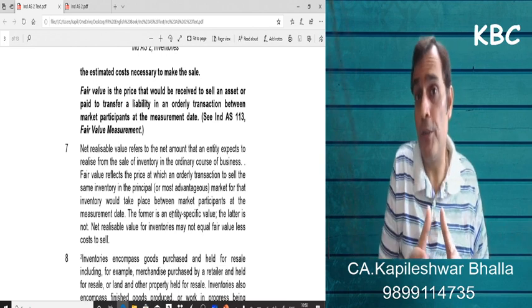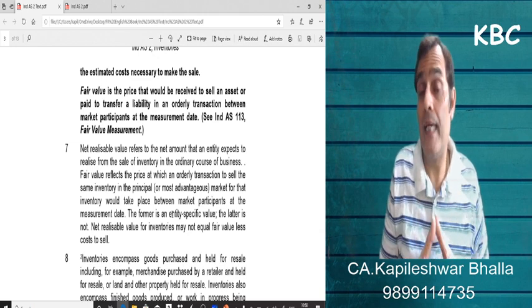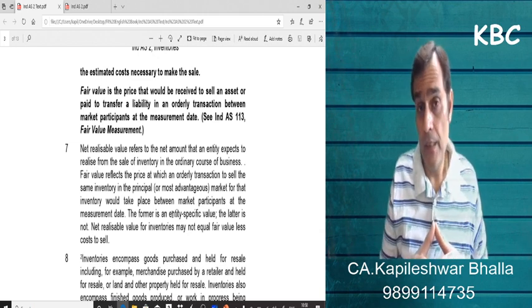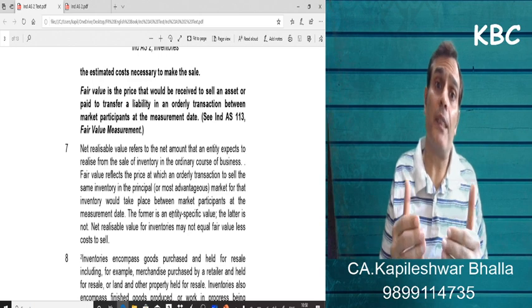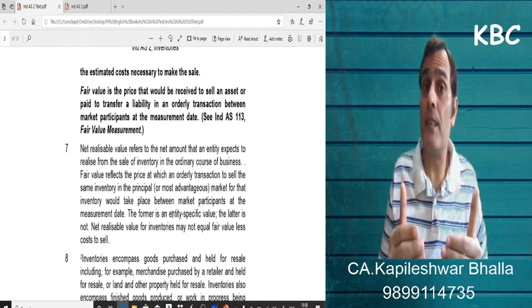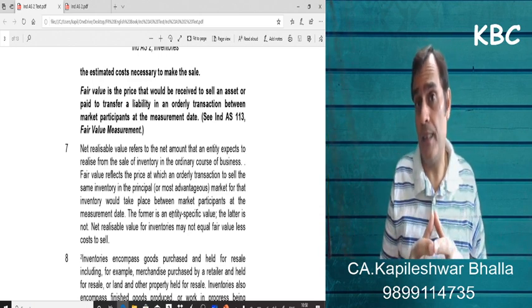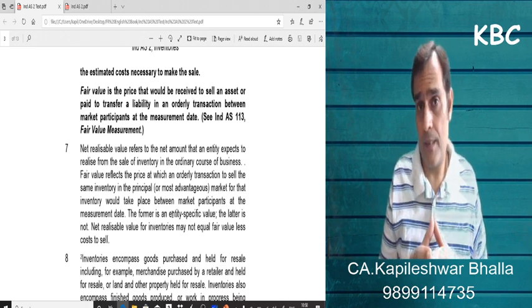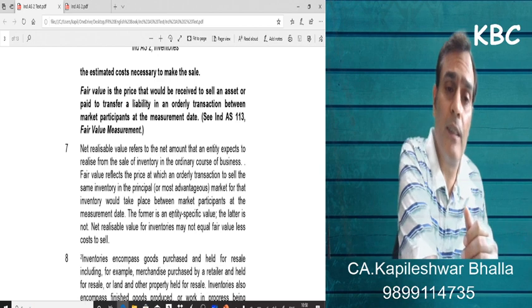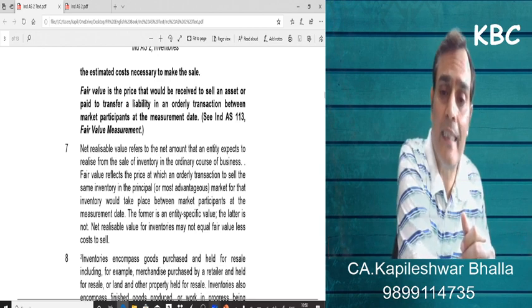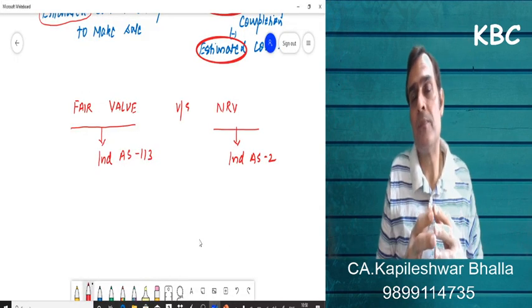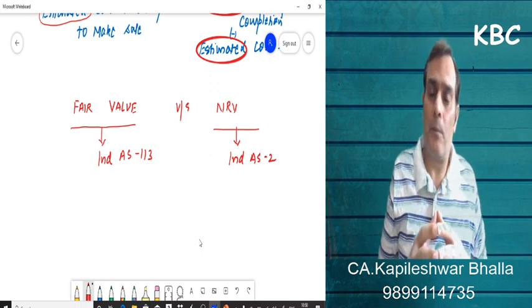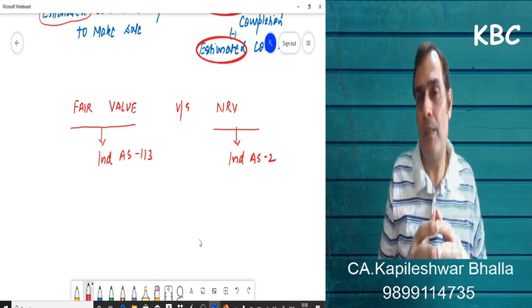Then we'll see this definition in a larger, more analytical way. One thing is pretty clear: when you say the fair value is the price that would be received to sell an asset, it is indicative of what we call an exit price. Now, if you look at the concept of net realizable value, it is not an exit price. It is based on a selling price.